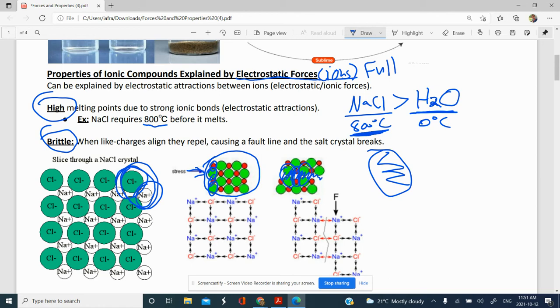And that's why they're not malleable and they're not really ductile. When you cause those charges to align that way, the like charges will repel each other and they'll crack in that fashion.